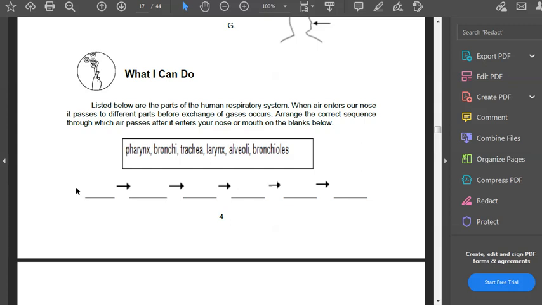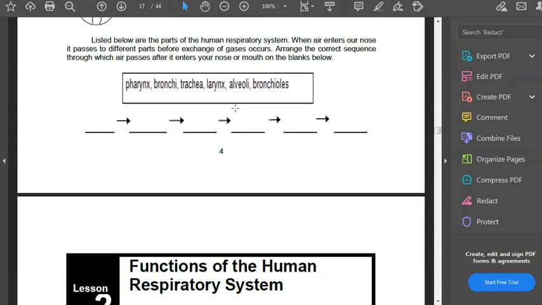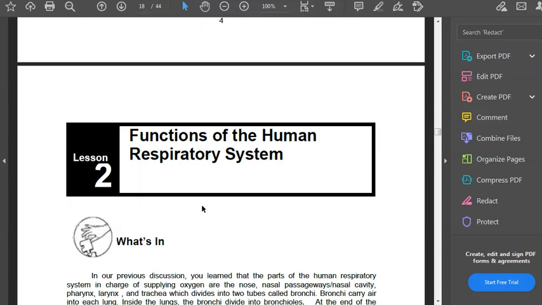So, again, you can look through the previous pages in your module so that you can remember the route of the air to the lungs, the oxygen that we inhale, and the carbon dioxide that we exhale. Okay? And after this, you continue to lesson 2.